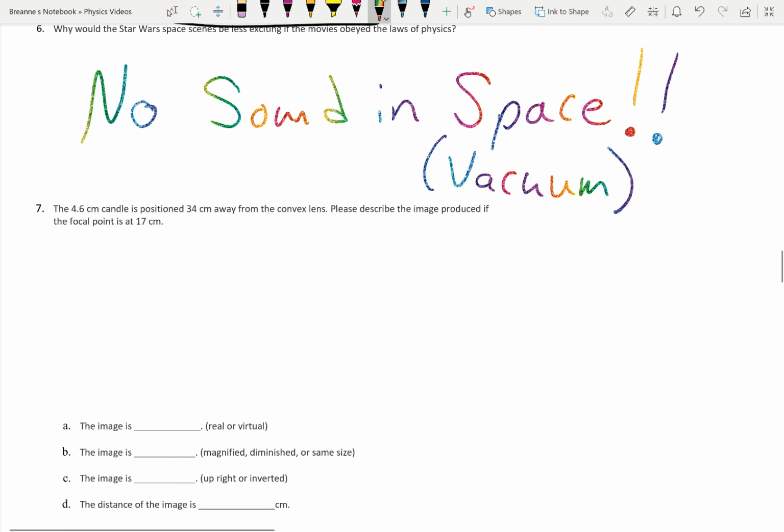Question 7: The 4.6 centimeter candle is positioned 34 centimeters away from a convex lens. Please describe the image produced if the focal point is at 17 centimeters. So again, let's draw it out. So we have our optical axis. It says convex lens. I don't like drawing these suckers.